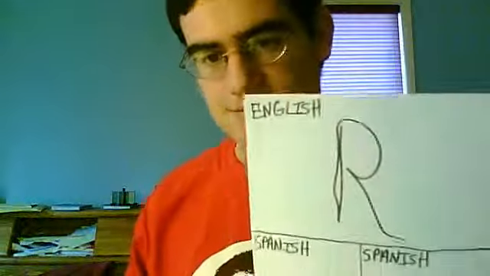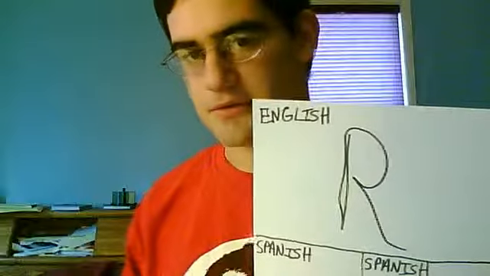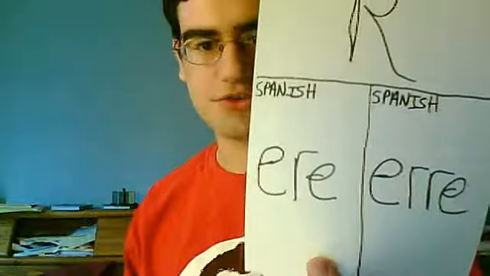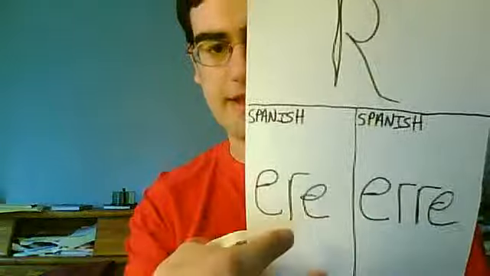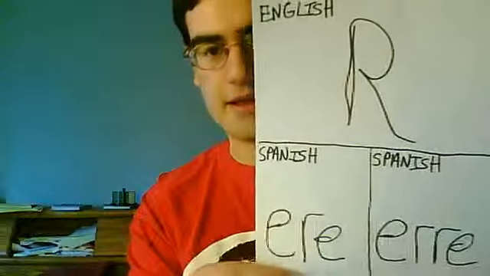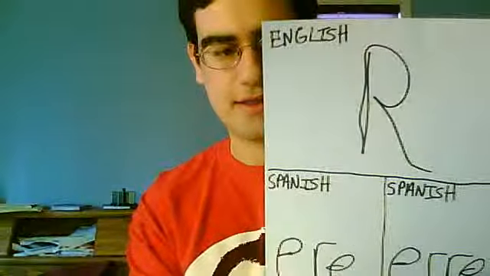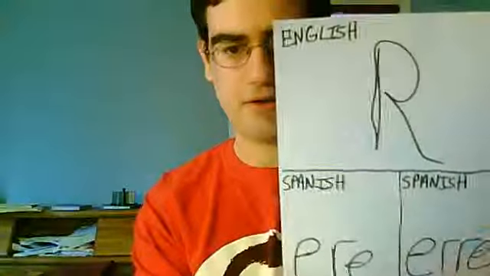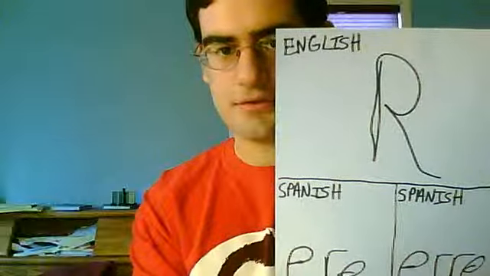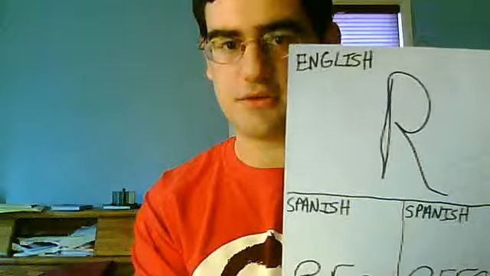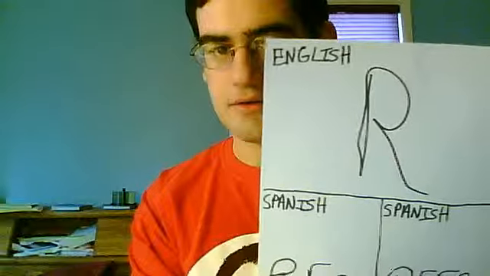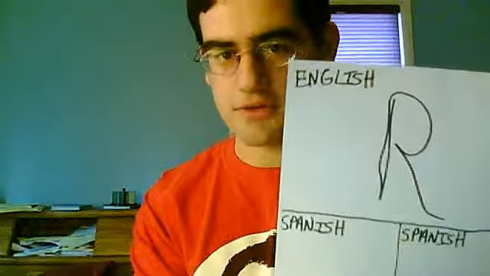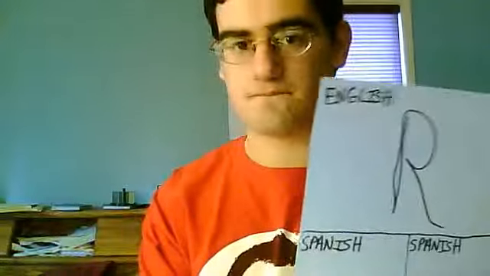R. Same thing with the other few letters I told you. This has two ways. You have "ere" and you have "erre." This one, you don't roll the R. This one, you roll the second R. Yeah, the Spanish R does have to be rolled, and it's more like a roll of the tongue, basically.